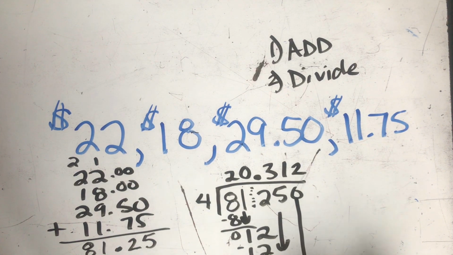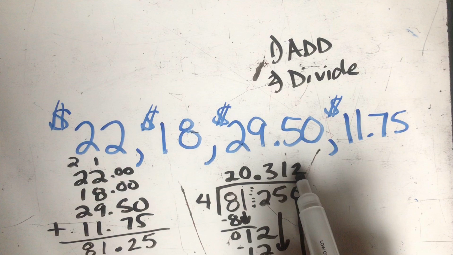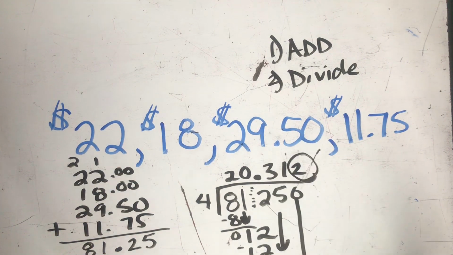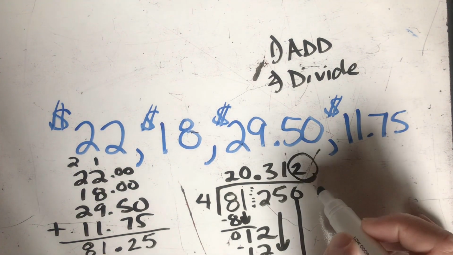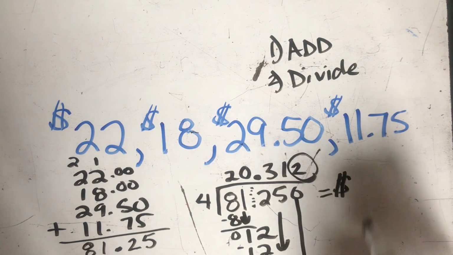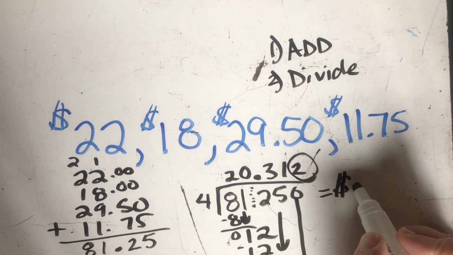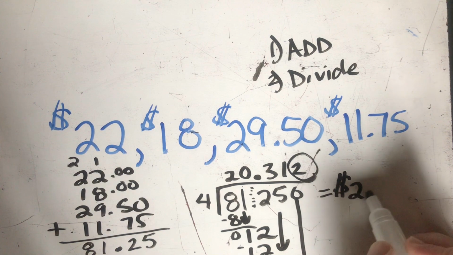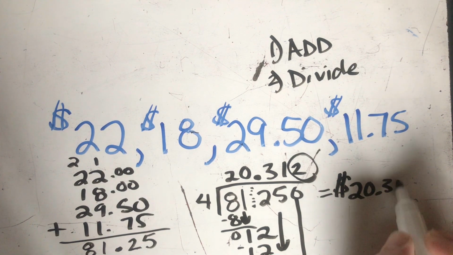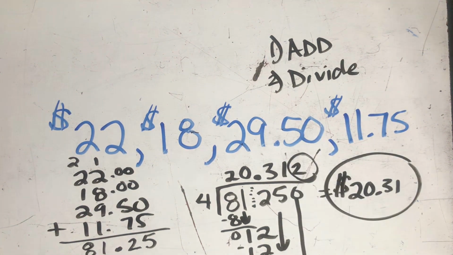And now I could keep going, or at this time, since I'm working with money, we usually stop at 2 decimal places. So this 2 tells the 1 to stay the same. So my mean here, for these 4 pairs of jeans, $20.31 is my average, or my mean price.